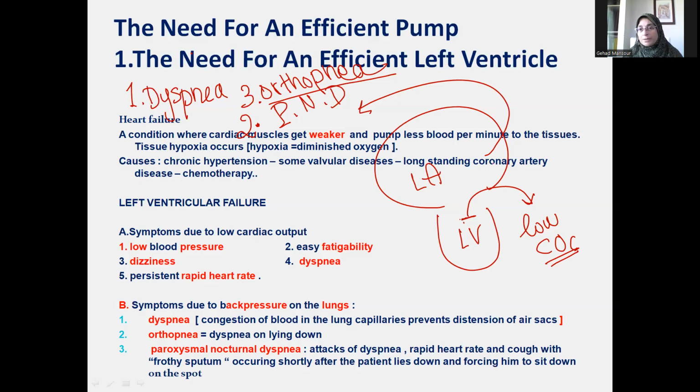All this is due to what? Is due to blood accumulating in the left atrium, back pressure on the lungs, and pulmonary congestion.